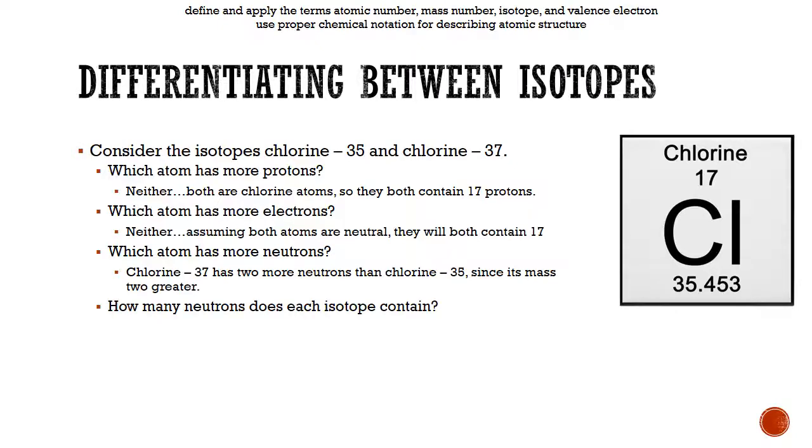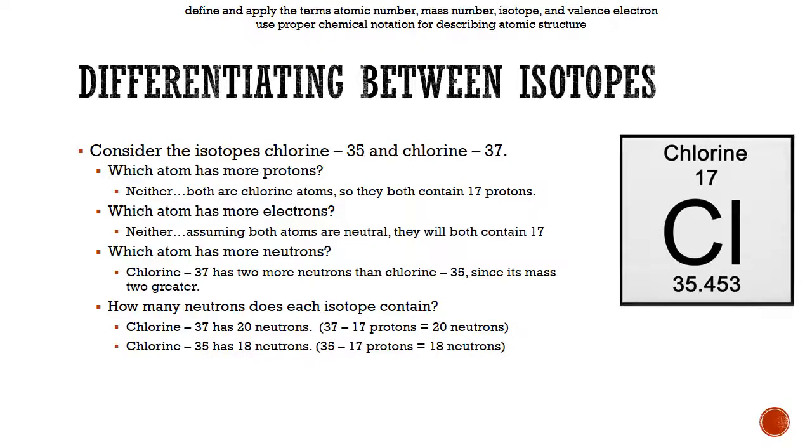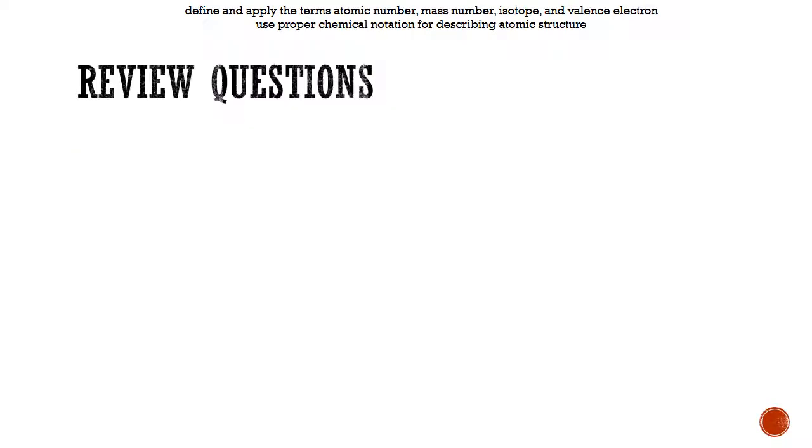How many neutrons does each isotope contain? Well, actually, I just answered that. Chlorine-37 would have 20 neutrons because the 37 mass number minus the 17 protons would be 20 neutrons. Likewise, for chlorine-35, it would have 18 neutrons because 35 minus 17 is 18.